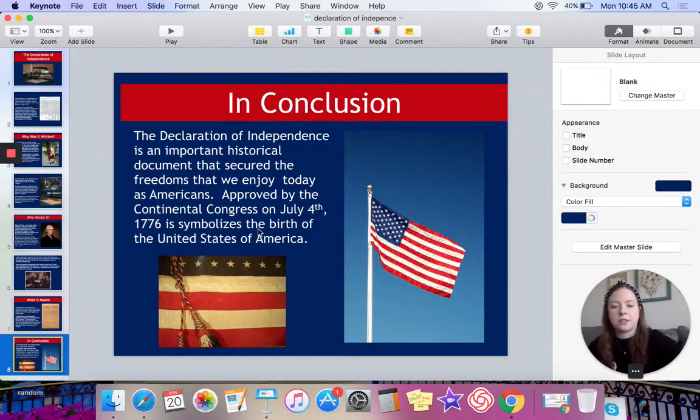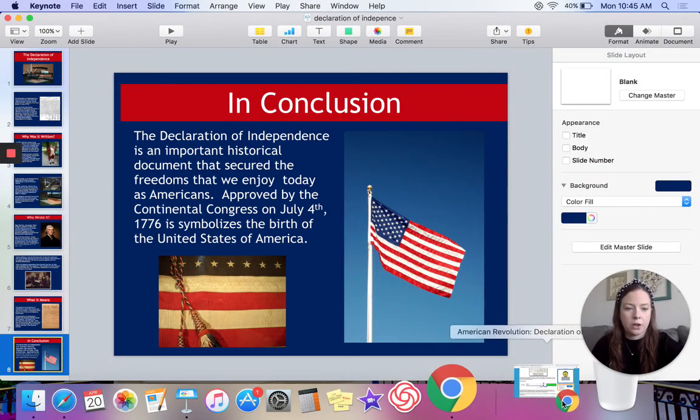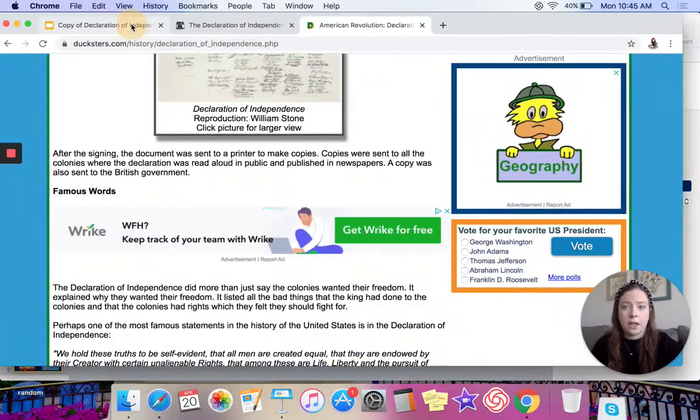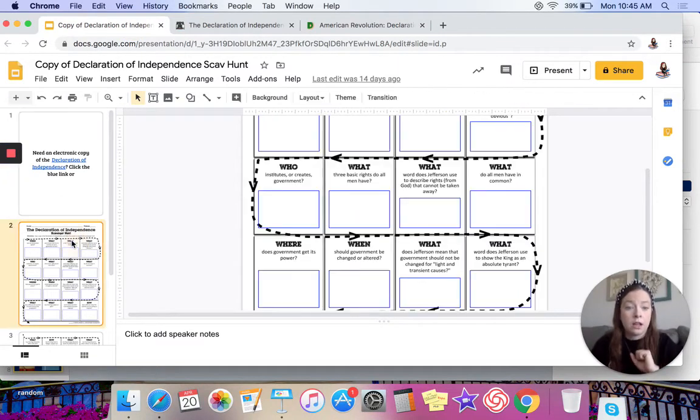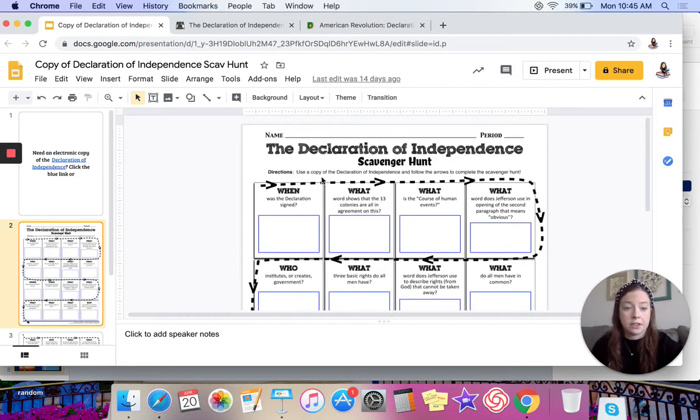Now, boys and girls, this week you are going on a scavenger hunt of the Declaration of Independence. You're going to see that you have a sheet that looks like this. The sheet is also in your packet. You choose. Do it digital or do it on the paper copy. It does not matter which one you do.